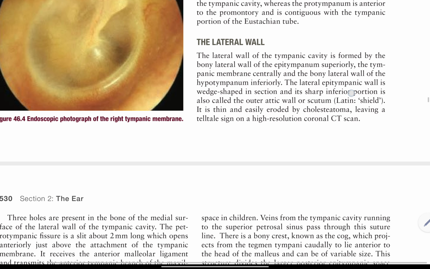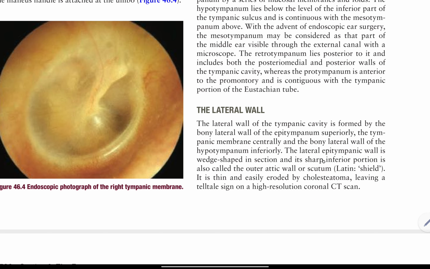The lateral wall. The lateral wall of the tympanic cavity is formed by the bony lateral wall of the epitympanum superiorly, the tympanic membrane centrally, and the bony lateral wall of the hypotympanum inferiorly. The lateral epitympanic wall is wedge shaped in section, and its sharp inferior portion is also called the outer attic wall or scutum, Latin for shield. It is thin and easily eroded by cholesteatoma, leaving a telltale sign on high resolution coronal CT scan.